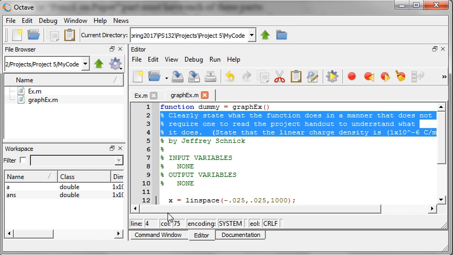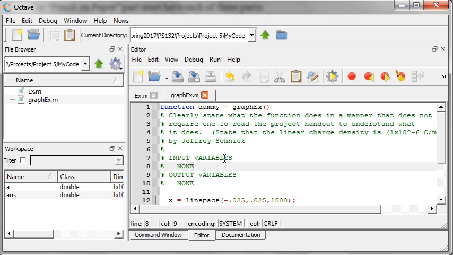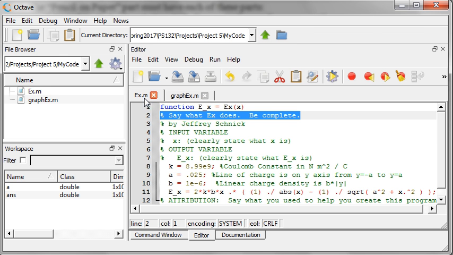So let's see what we got here. Input variables, I got that, and there really are none. It has no arguments. Output variables, I called it dummy. I never assigned anything to dummy, so there are none. So that worked out. And then the other one, alright, there's an input variable, it's X.